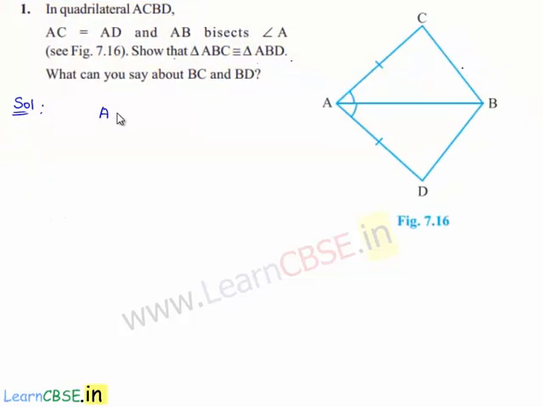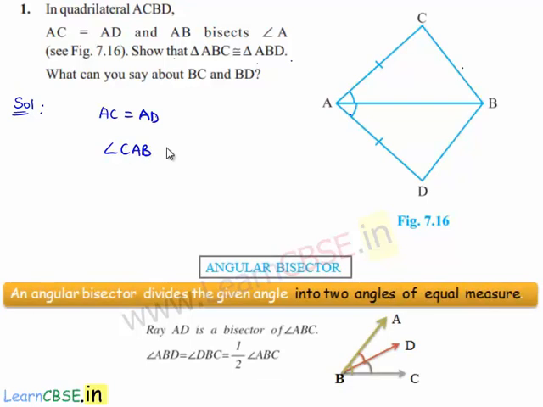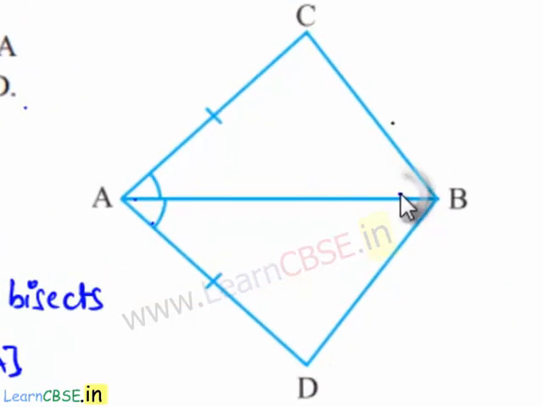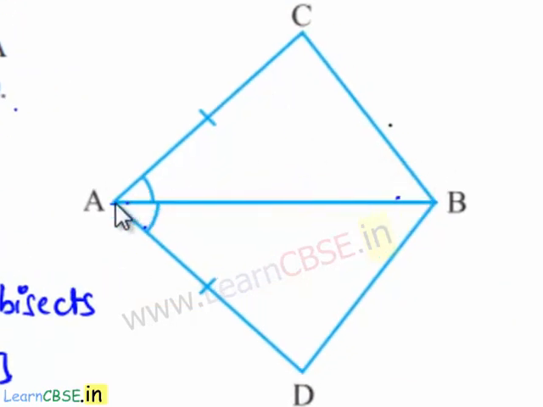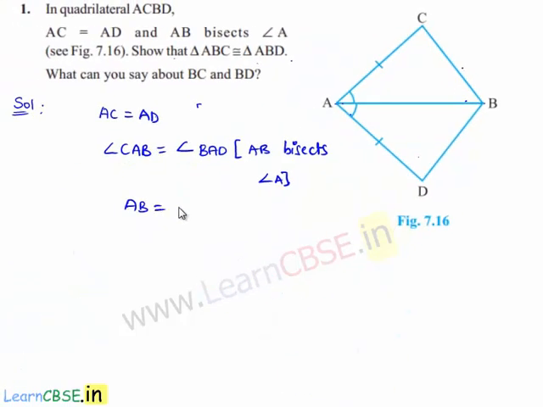He has given that AC is equal to AD and he says that AB bisects angle A, that means angle CAB is equal to angle BAD, as given that AB bisects angle A. And if we consider AB is common side for both the triangles ABC and ABD, that is AB is equal to AB, common side for both the triangles ABC and ABD.